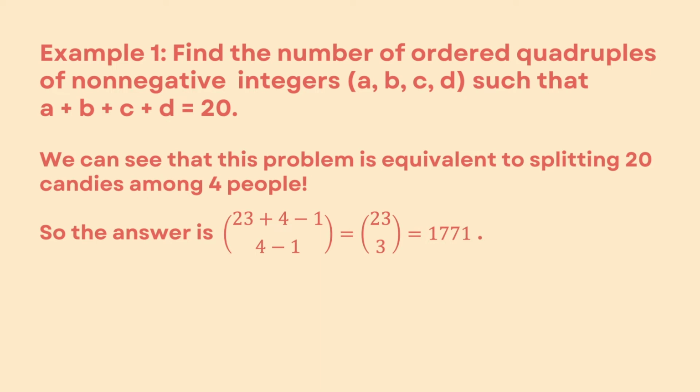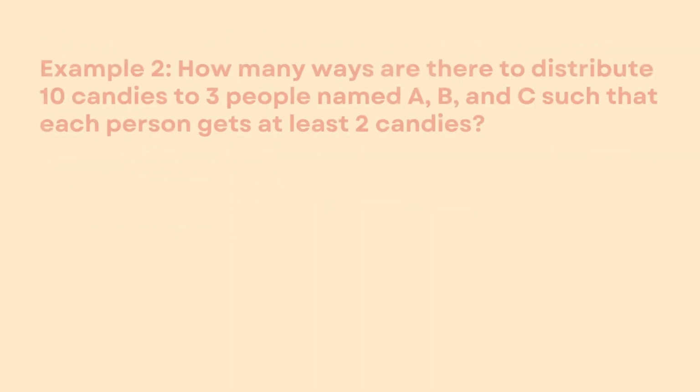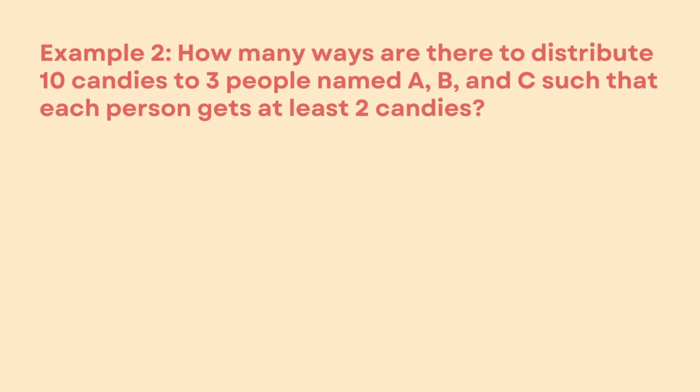Now let's move on to something a little trickier. Stars and bars problems may be modified to have certain restrictions, such as in this example. How many ways are there to distribute 10 candies to 4 people such that each person gets at least 2 candies? At first glance, it's not clear whether stars and bars can still be used with this added restriction, but it turns out there's actually a simple way we can convert this into a regular stars and bars problem.